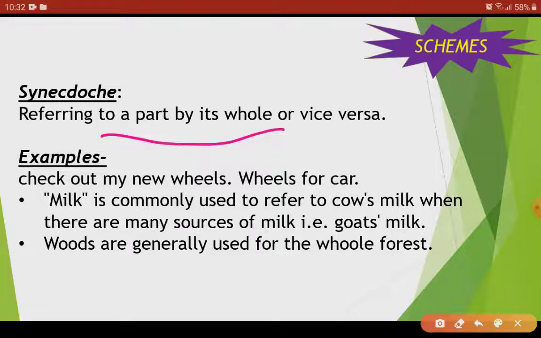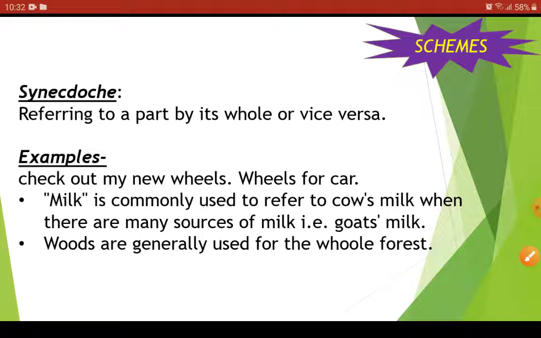Second example, milk is commonly used to refer to cow's milk when there are many sources of milk. You already know that many sources of milk exist, people drink goat's milk, buffalo's milk. But whenever we use the word milk, that means we are talking about cow's milk. Woods are generally used for the whole forest. Sorry for the misspelling. Wood is a piece of wood, and woods means forest. Wood is found in the forest, so wood is a part of the forest, and we are using this word to describe the whole forest. So this is an example of synecdoche.